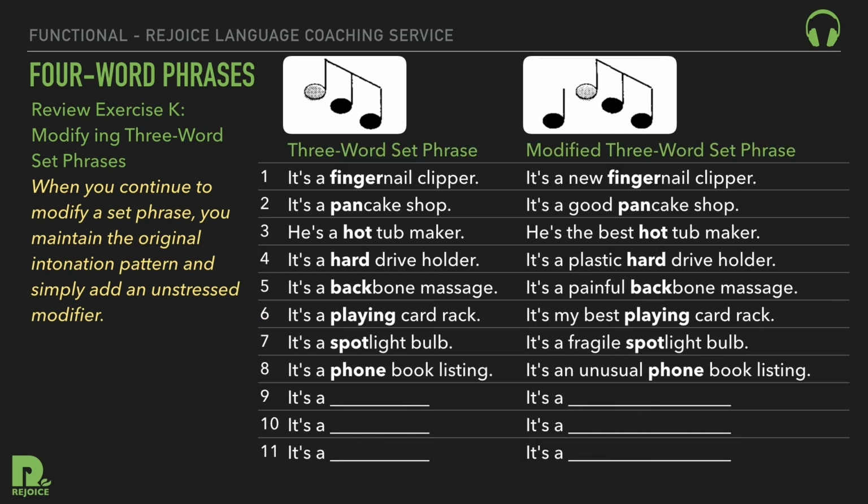Exercise K. Modifying three-word set phrases. When you continue to modify a set phrase, you maintain the original intonation pattern and simply add an unstressed modifier. 1. It's a fingernail clipper. It's a new fingernail clipper. 2. It's a pancake shop. It's a good pancake shop. 3. He's a hot tub maker. He's the best hot tub maker. 4. It's a hard drive holder. It's a plastic hard drive holder.